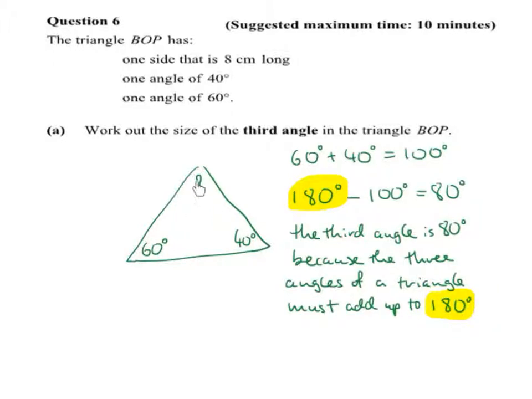So my missing angle, or my third angle, is going to be 80 degrees because the three angles in a triangle must add up to 180 degrees. And 60 plus 40 plus 80 equal 180 degrees.